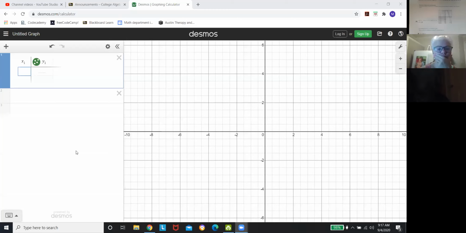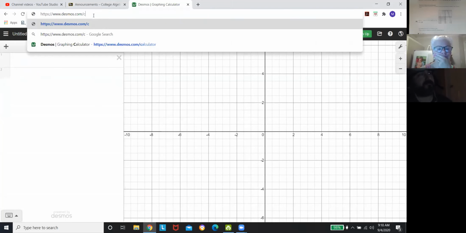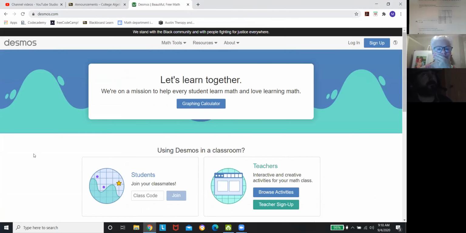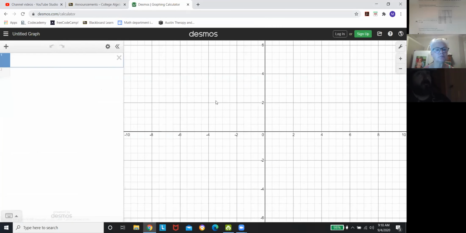So I want to show y'all a little bit about how to do it on here. I went to Desmos. I went to desmos.com. If I want to do a graphing calculator, I think it's just this button right here. So if you want to graph stuff, you can do it here. This is a good place to do some stuff.